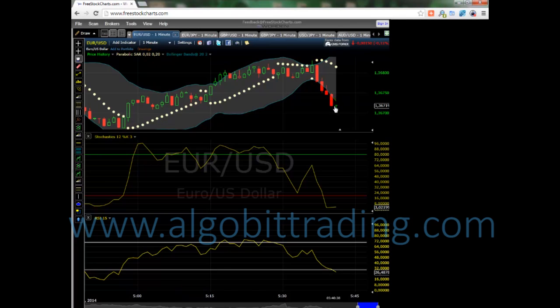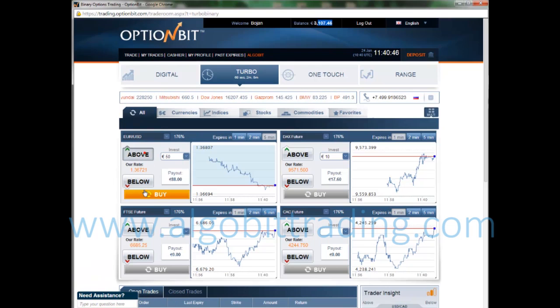So I'm getting a neutral candle here, and both of the lines are very low, so this is a signal for me that I can enter a trade for the euro dollar to go up.